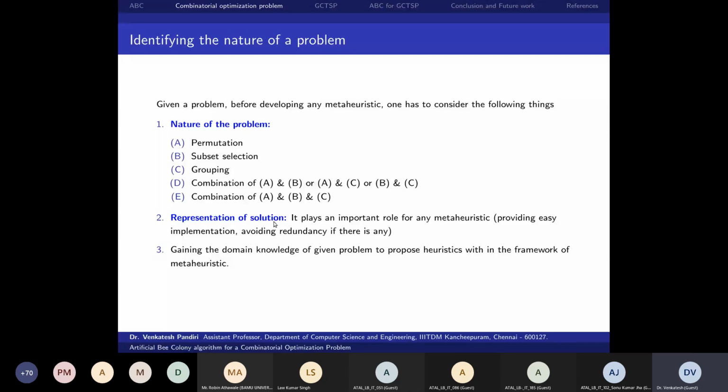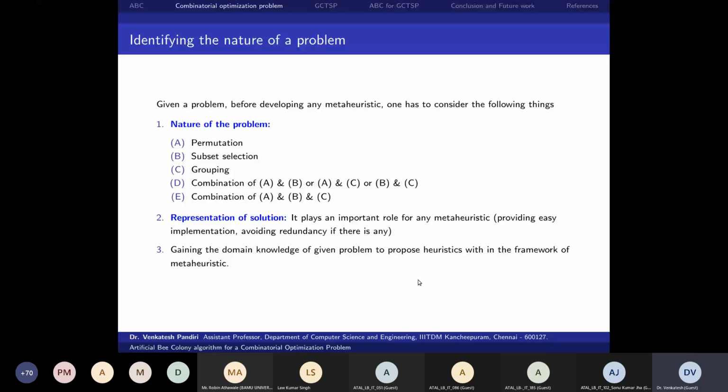And this representation of the solution plays an important role, because taking the decision on this representation matters: whether the representation provides easy implementation or not. Sometimes some redundancy can be there depending on the type of representation. So we need to carefully select which representation is required for a particular solution. And gaining domain knowledge of the problem is also required to propose any heuristics like this, either ABC or ACO or genetic algorithm.